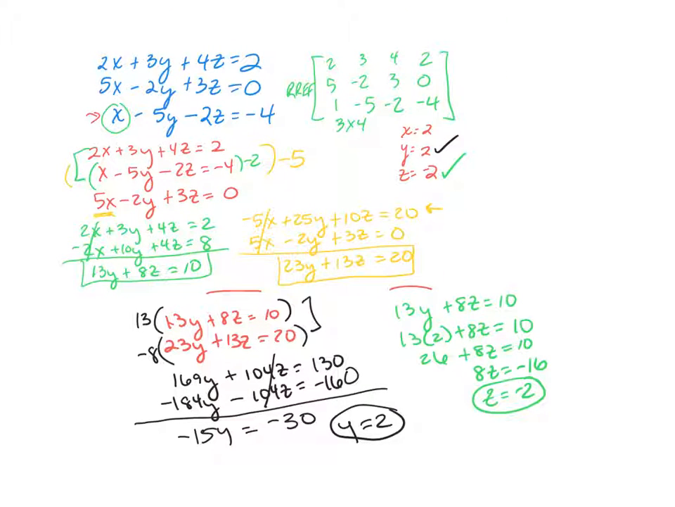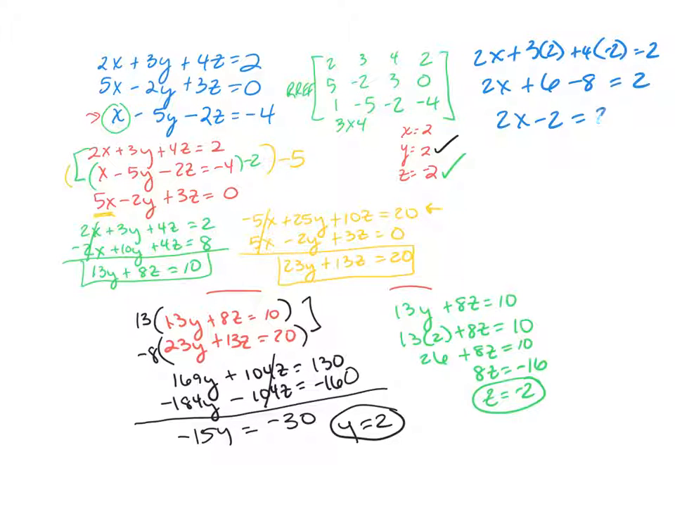Now, all we have to do is find x. So we go to the original equation. 2x, let me change color here. 2x plus 3 times y, which is a 2, plus 4 times z, which is a minus 2, equals 2. So 2x plus 6 minus 8 equals 2. 2x minus 2 equals 2. 2x equals 4. X equals 2. So I got the x.